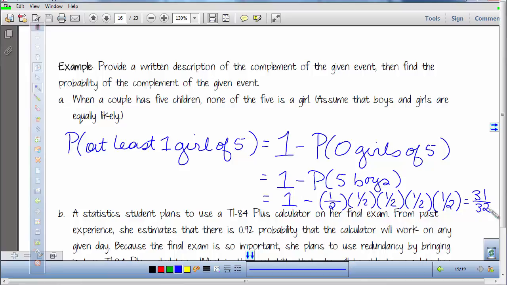So the probability of at least one girl is going to be 31 over 32. And if you were to list the sample space for a family of 5 children, how they could have boys and girls, you would see that there are 32 different possible outcomes, and 31 of them would include at least one girl.